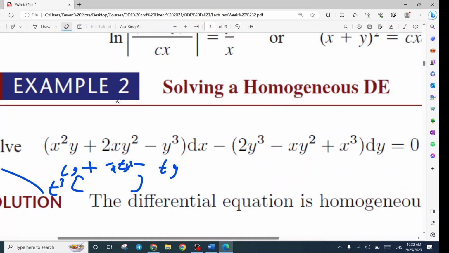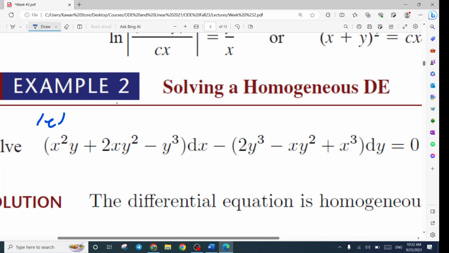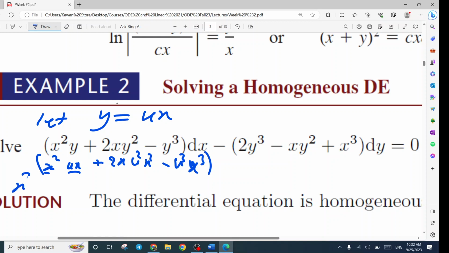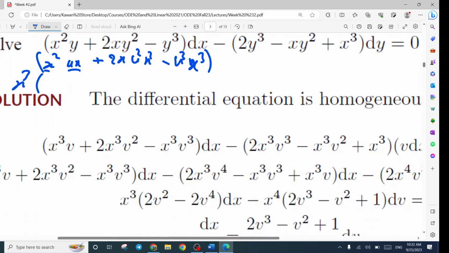Example 2, solve it like this, quickly. Good. Now how do we solve it? We change. Let y be ux, or vx, up to you. Then we get 2x u square x square and u cube x cube, and x cube in the other term. Am I right? Look at here.